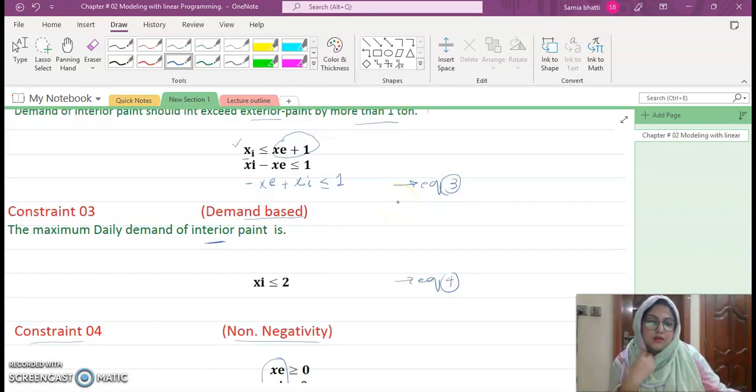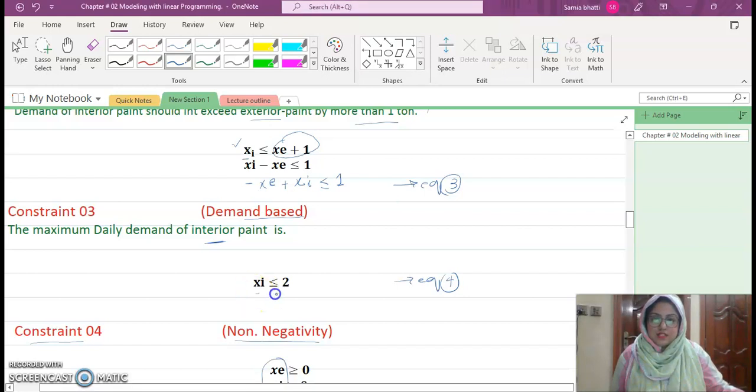And now for equation number 4, there is a demand based constraint which says that the maximum daily demand of interior paint is not going to be more than 2 tons. So we have put a limitation that xi, the interior paint production, is less than or equal to 2 always. So either it is equal to 2 or it is less than 2, but it is never going to be more than 2. So this is our equation number 4.